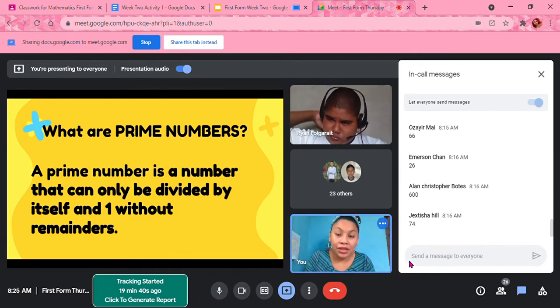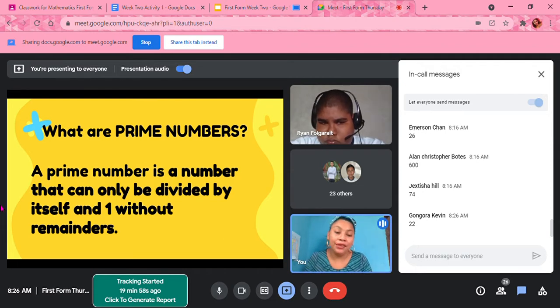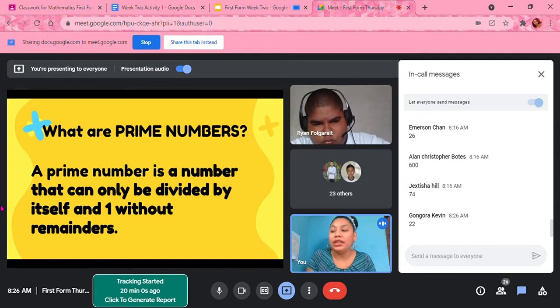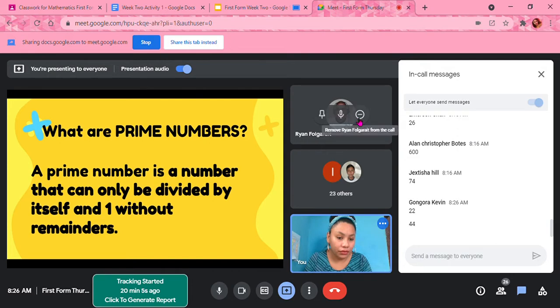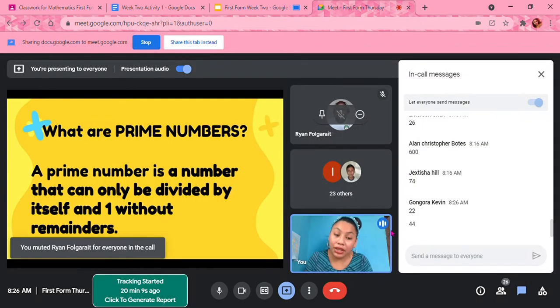Alright? So, I want us to do the same thing in the chat. I want you guys to put an example of a prime number. It doesn't have to be a very big number. It could be small numbers. Alright? I gave you guys the example 2, and I gave you guys the example 71. So I want you guys to think of another prime number. We want to be very careful. You have to know your times table.